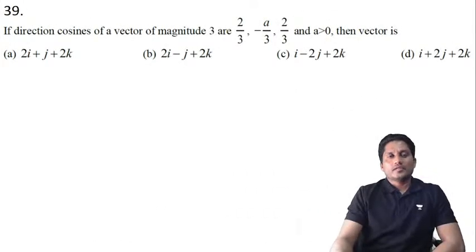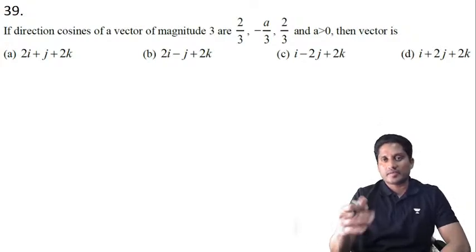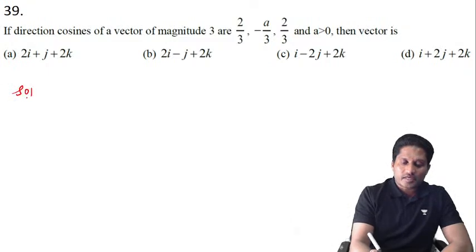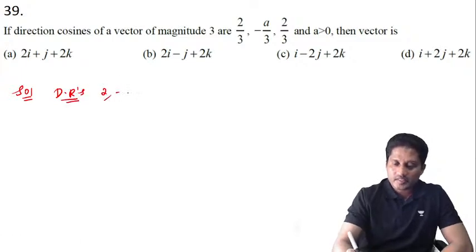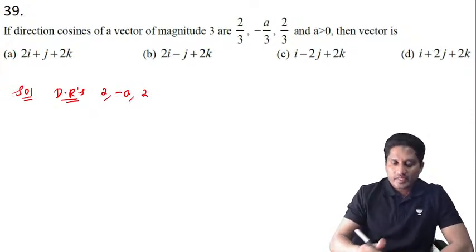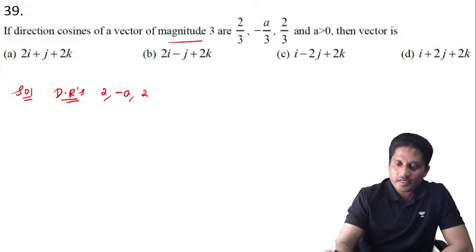Right, question number 39. The direction cosines of a vector of magnitude 3 are 2 by 3, minus a by 3, 2 by 3. Direction ratios are proportional to direction cosines, right? So this means that direction ratios are 2, minus a and 2. So these are the DRs. Direction cosines DCs are given. Now vector A is given its magnitude of 3.